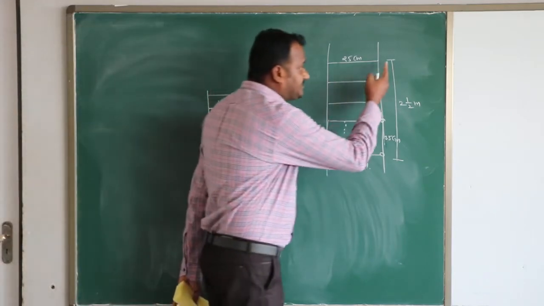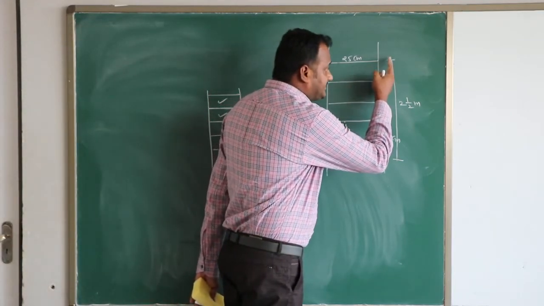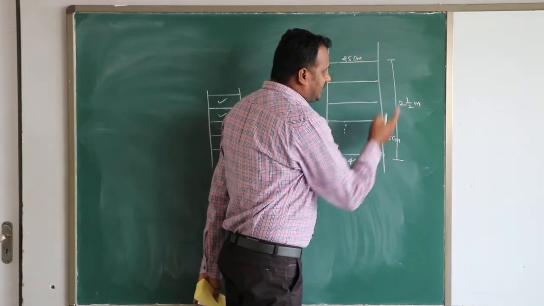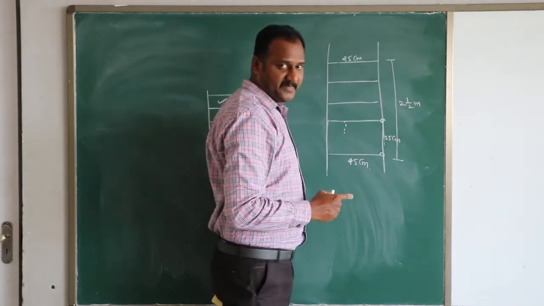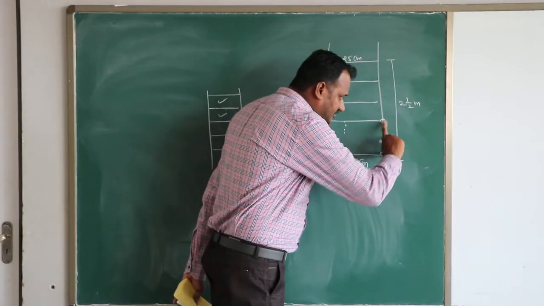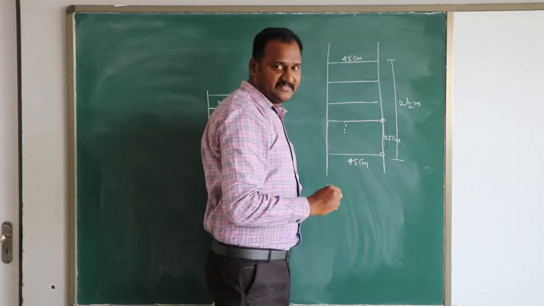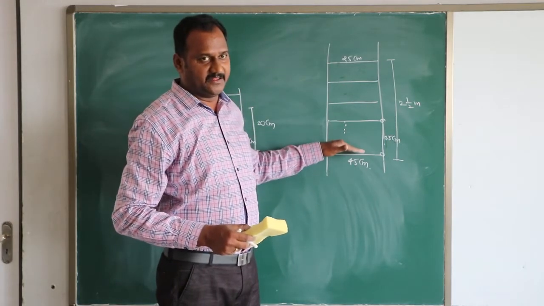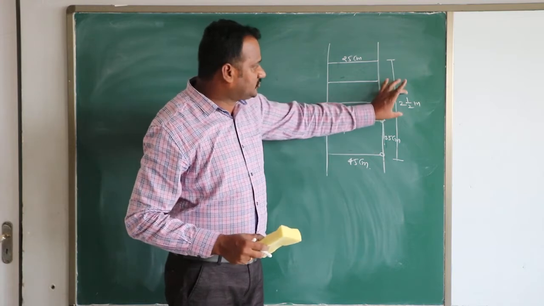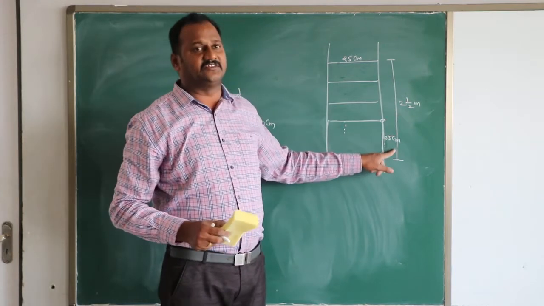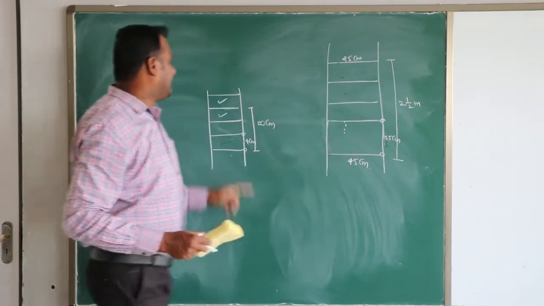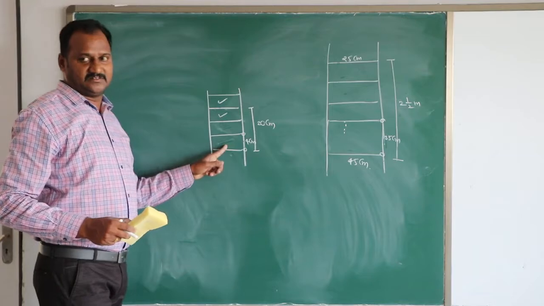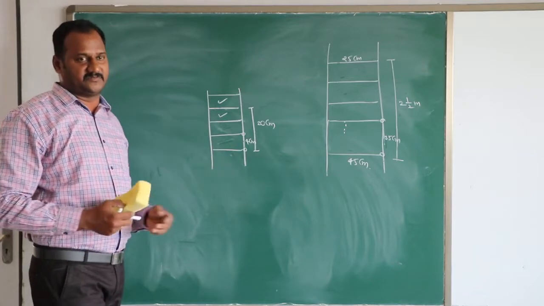With the help of this information given, the distance from the first rung to the last rung is 2.5 meters, and the distance between 2 consecutive rungs is equal to 25 centimeters. Then I can easily find the number of gaps, right? So 2.5 divided by 25 will give the number of gaps. Number of gaps added by 1 is equal to the total number of rungs.